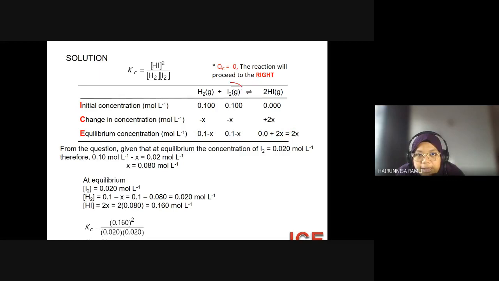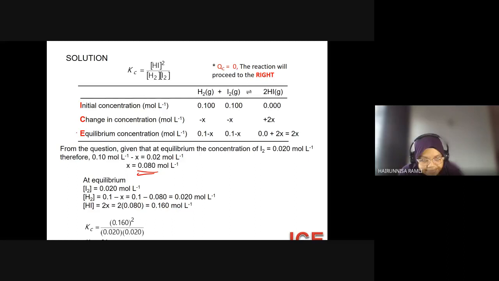Okay. So iodine maksudnya dia kata 0.1 mol per liter value dia. Sorry sorry. 0.02. So 0.1 mol per liter minus X. Sorry. Yang mana? Yang ini. Okay. Boleh nampak? This one is equals to 0.02. So you boleh solve for X.